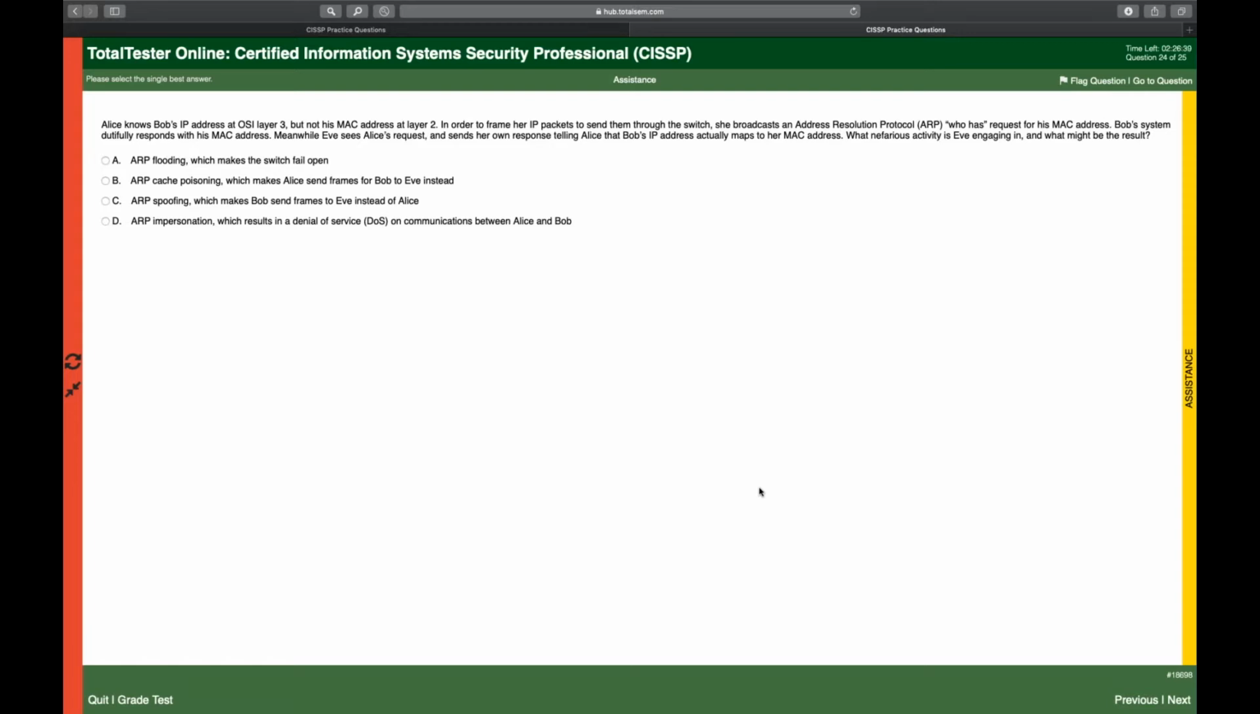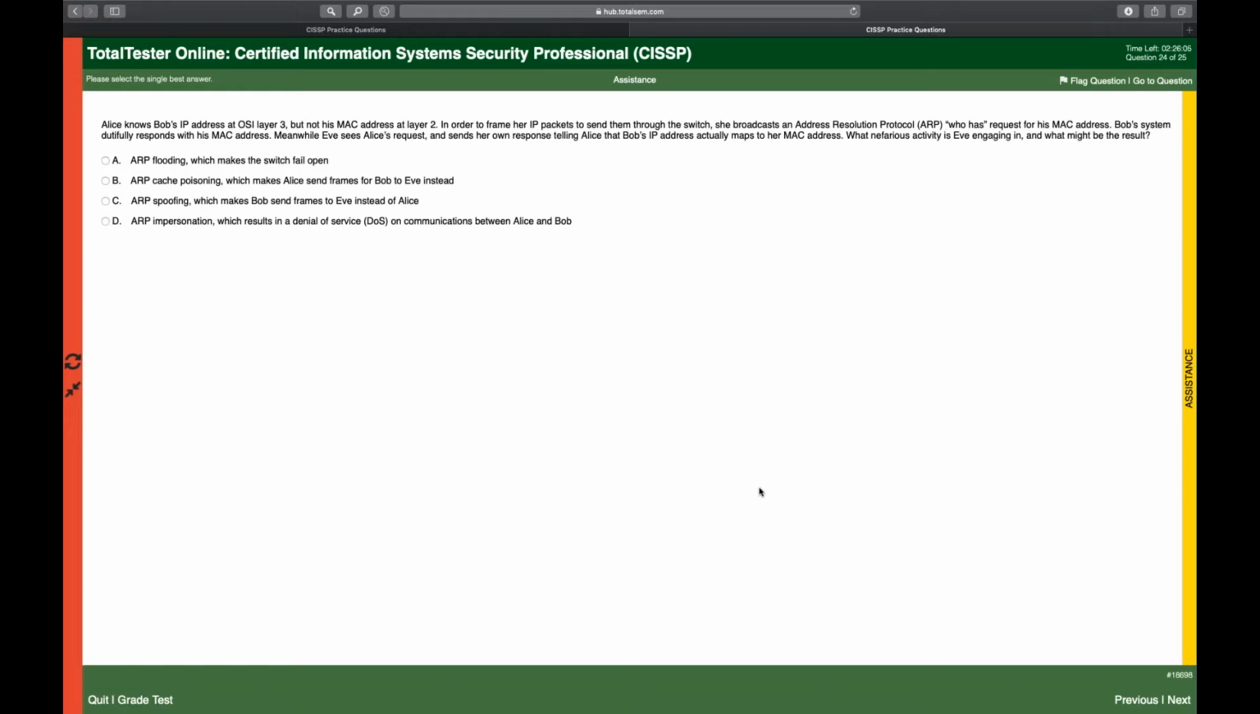Let's see. Alice is sending a request for Bob's MAC address. Eve intercepts that request and then forwards on or replies with a message saying that her MAC address is Bob's. That sounds like spoofing. Yeah, so I'm seeing man in the middle, eavesdropping, and spoofing. What are you saying?